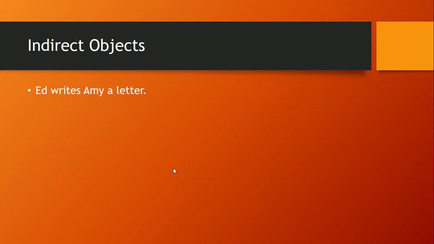Okay, Ed writes Amy a letter. Now we have an IO and a DO. Or we could say Ed writes her a letter. Instead of a noun, Amy, we have a pronoun, her. Either way, it is still the IO. It is still the indirect object. Look for IO-DO. That means the IO comes before the DO.